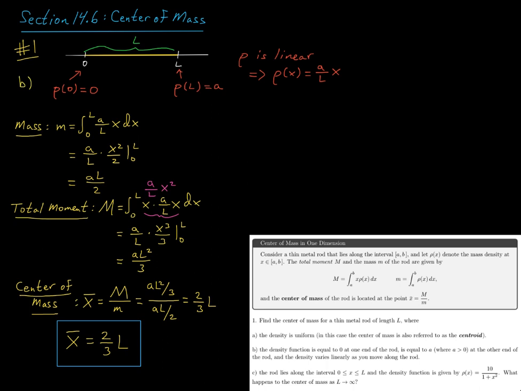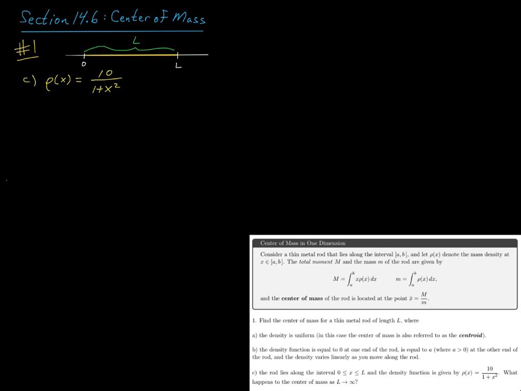All right, and then let's go ahead now and look at part C, sorry, not 15, it's getting late. The rod lies along the interval from 0 to L, and the density function is given by the expression 10 over 1 plus x squared. What happens to the center of mass as L approaches infinity?